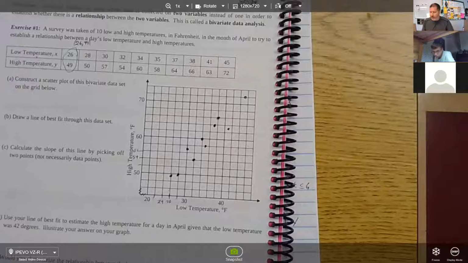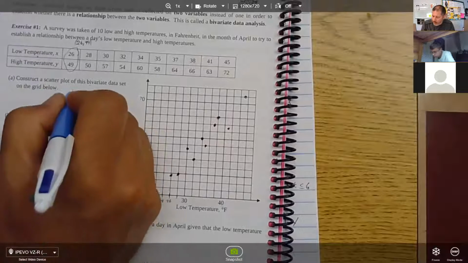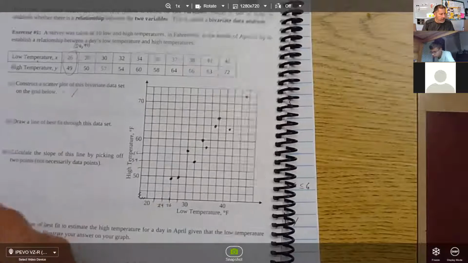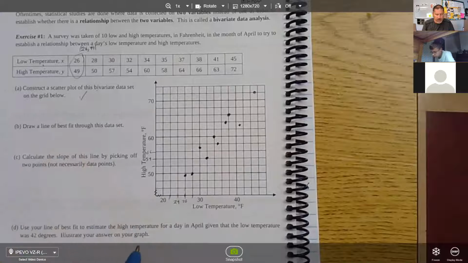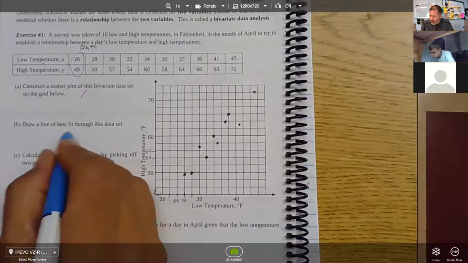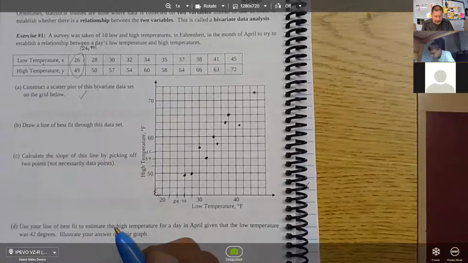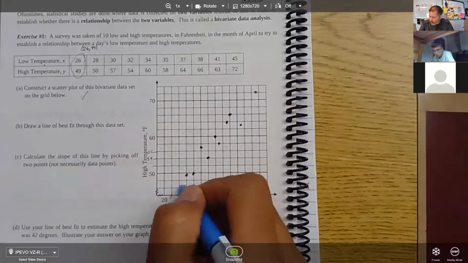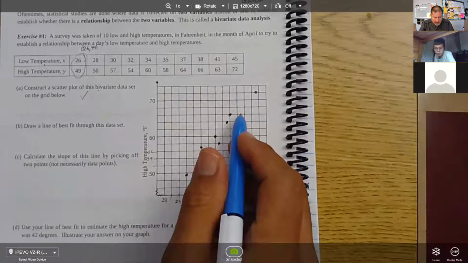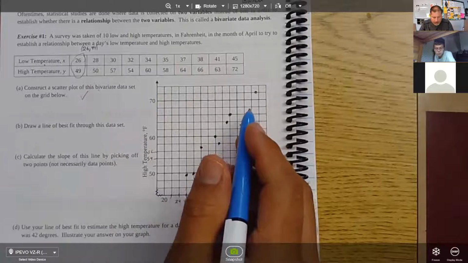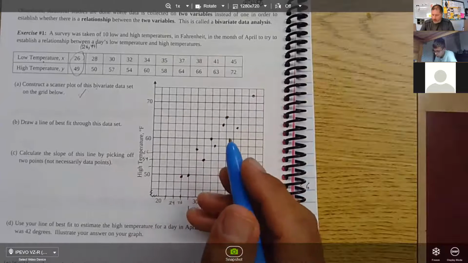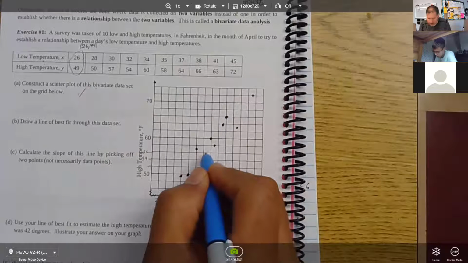All right, let's look at the questions. We constructed a scatter plot on the grid below, check. Draw a line of best fit through this data. You might have seen this word before. A line of best fit should be a line that goes through as close to touching as many dots as it can, but it has to be solid, all right? So that's something important.